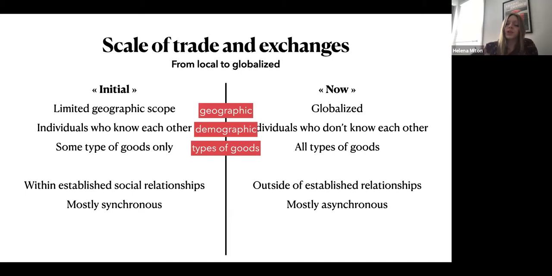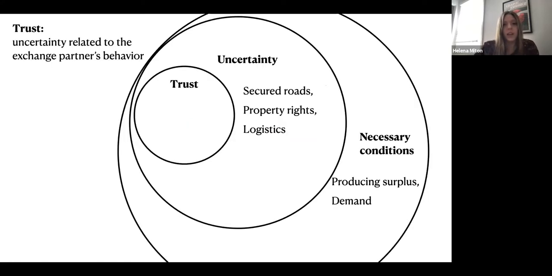Those first three aspects are a geographic type of expansion, demographic, and in terms of variety of goods exchanged. So there's a typology you can make of problems encountered by trade when it expanded. The first thing is you need those necessary conditions in the first place to get commercial exchanges. That includes producing surplus, or actually having demand for the products you're producing. Within this circle of necessary conditions, you get another subset which relates to the uncertainty with which the exchange is actually going to be able to occur.